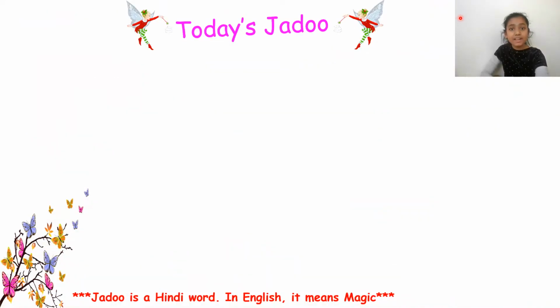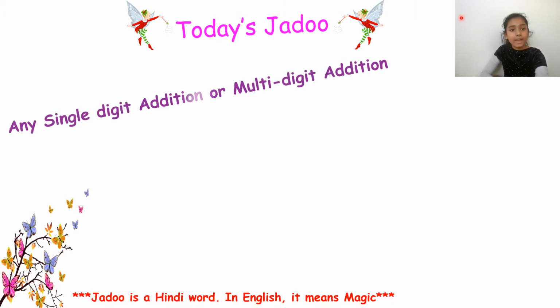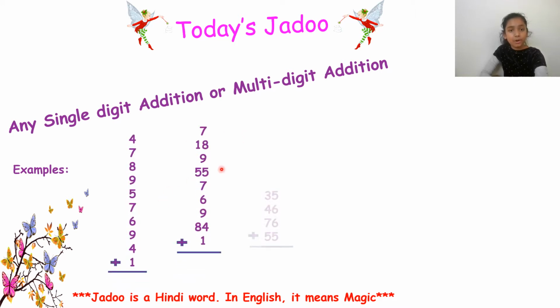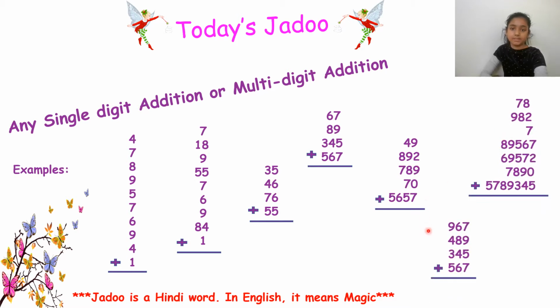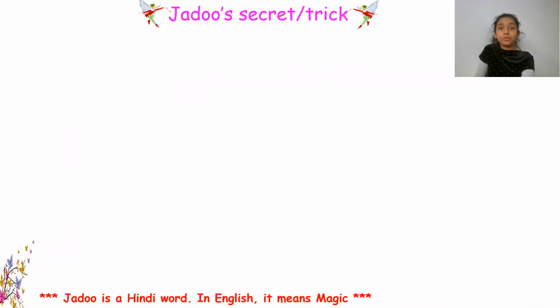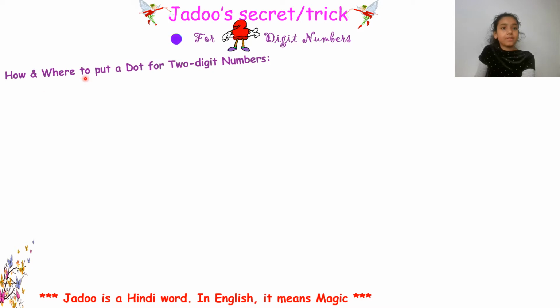In today's Jadoo, as told just now, we will see how to do addition of any single digit or multiple digits in mind. For example, this or this or this. As always, before going to the actual magic, I want to share today's secret. And the secret is dot for 2-digit numbers. I will explain how and where to put a dot for a 2-digit number.